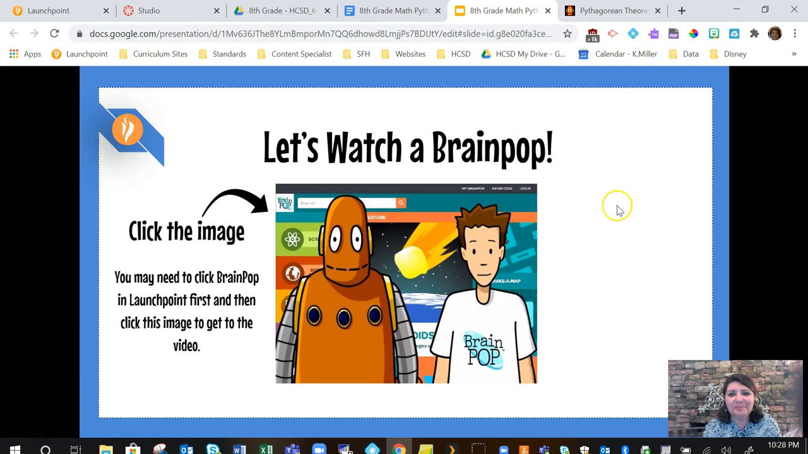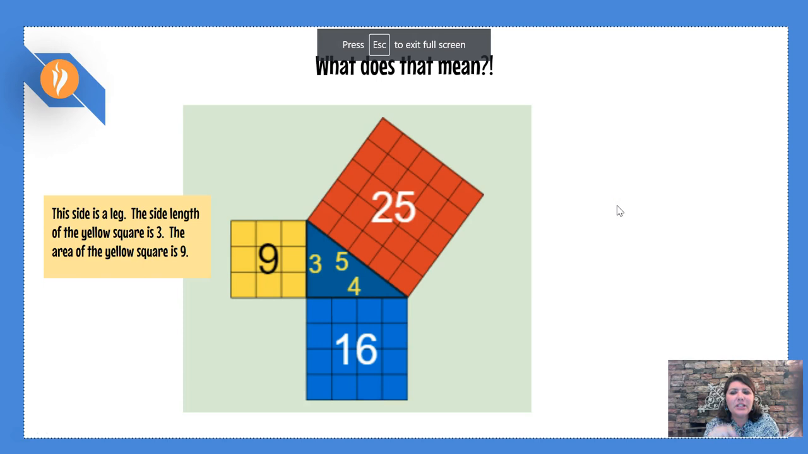All right. So, they reminded us that a squared plus b squared equals c squared: two legs and a hypotenuse across from the 90-degree right angle. So we're going to get started doing some practice. So let's look at this again.